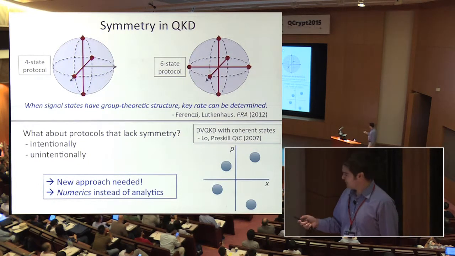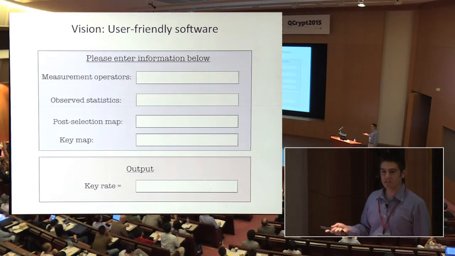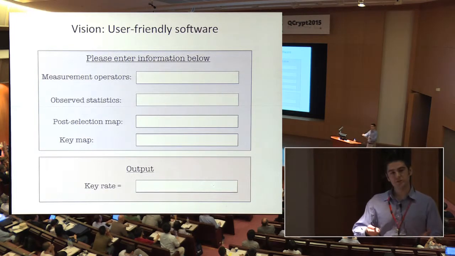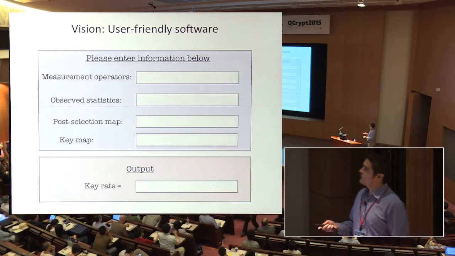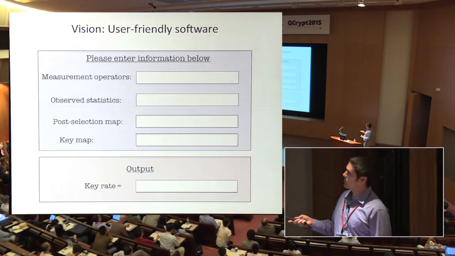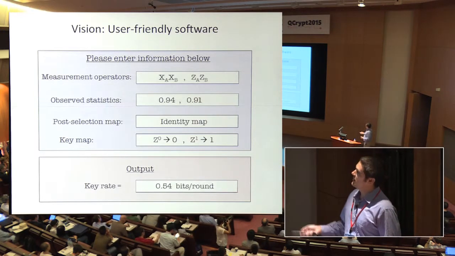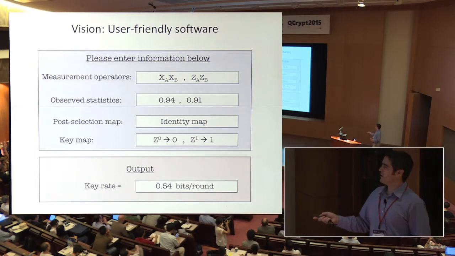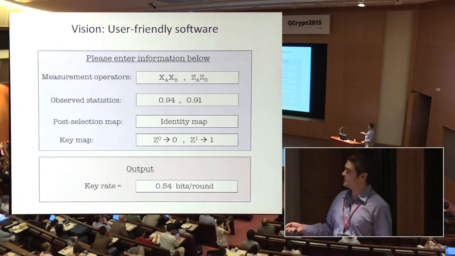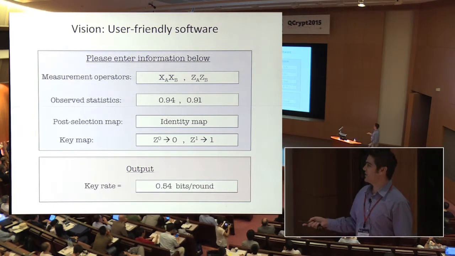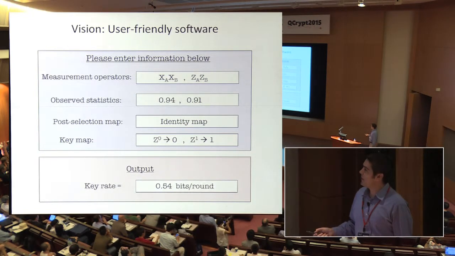analytics at this stage. So basically, the vision that we have is that we would like to have user-friendly software like this, where you, the user, either experimentalist or theorist, come to us with your protocol of interest. You enter in the specifications of the protocol, and we would output a key rate. For example, you input Alice and Bob's measurement operators, the observed statistics for the measurement operators. Perhaps you have a post-selection map in your protocol, like for sifting, and then you have a key map, and then we would output a key rate. So that's the vision that we're hoping to work towards.